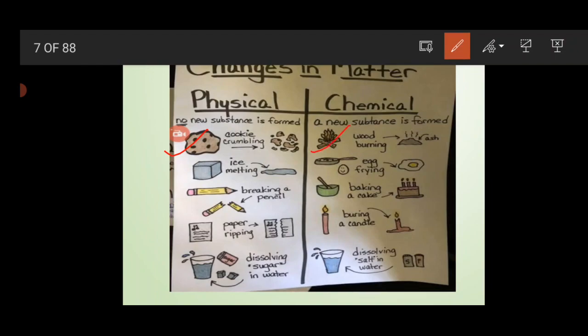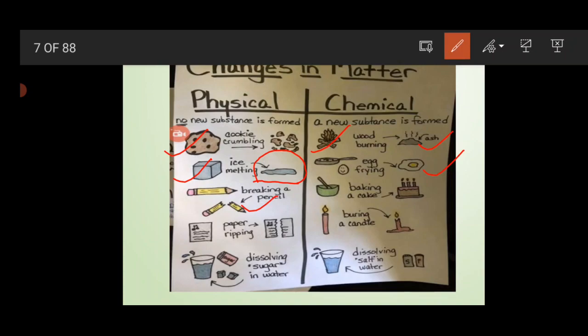But in chemical change, burning of wood, after the burning, it becomes ash. Similarly, melting of ice, after the melting, it just gets converted into the form of water, and again when we freeze it, we are able to get it back in the form of ice. But here egg frying, when we fry an egg, we get the omelette, which we are not able to turn back into the form of egg.